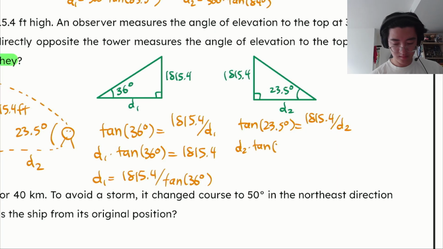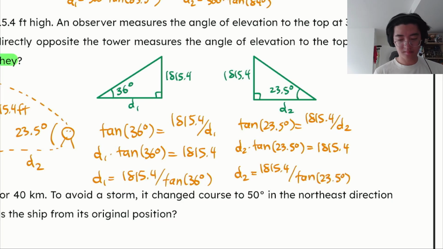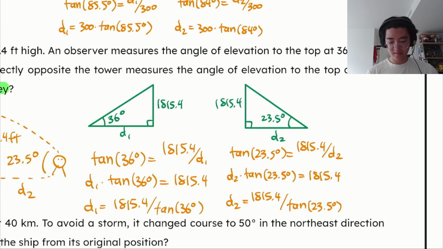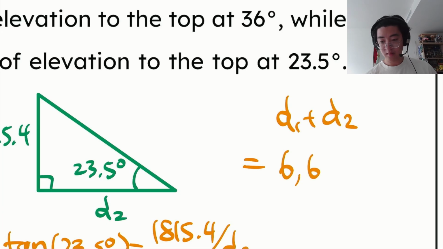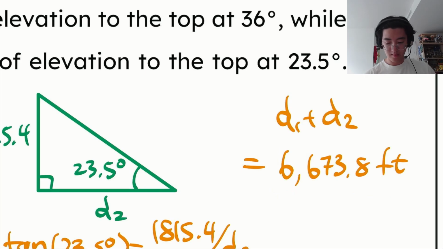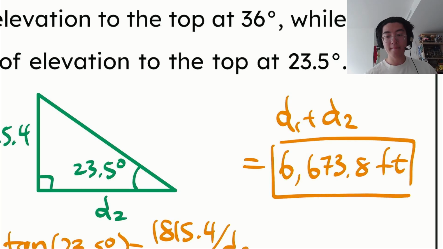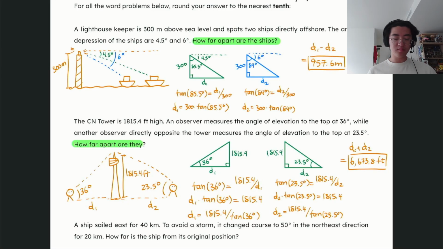D2. Right, divide both sides by the tangent. And of course, you just add it up. Alright, so decimal calculator, add to decimal calculator. We got this. Right, just like that.